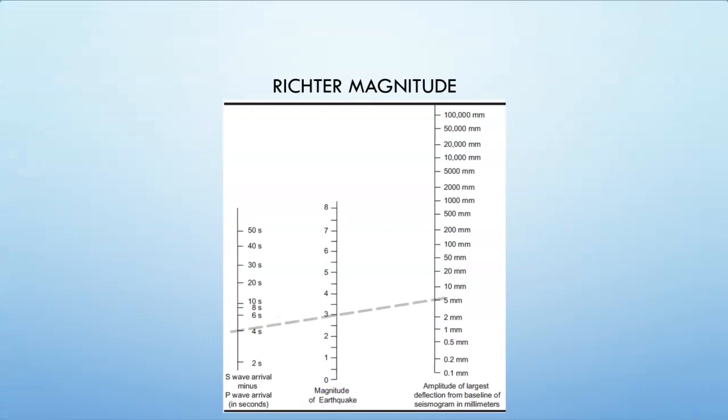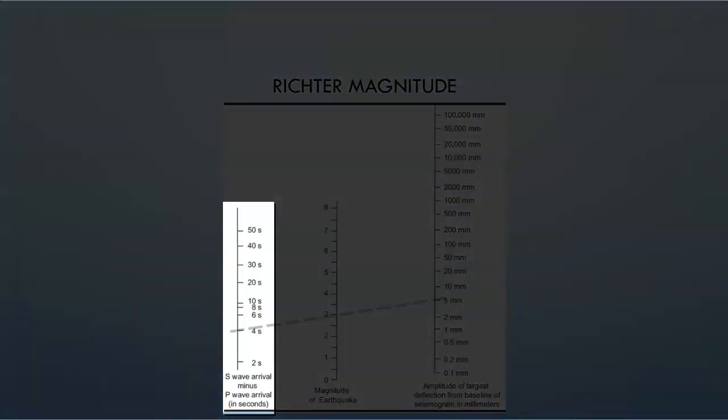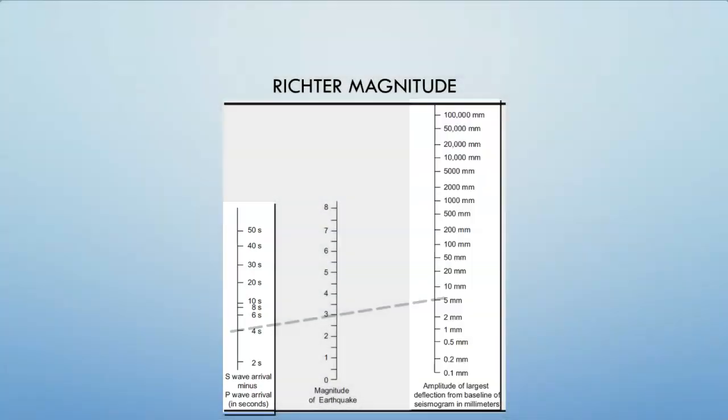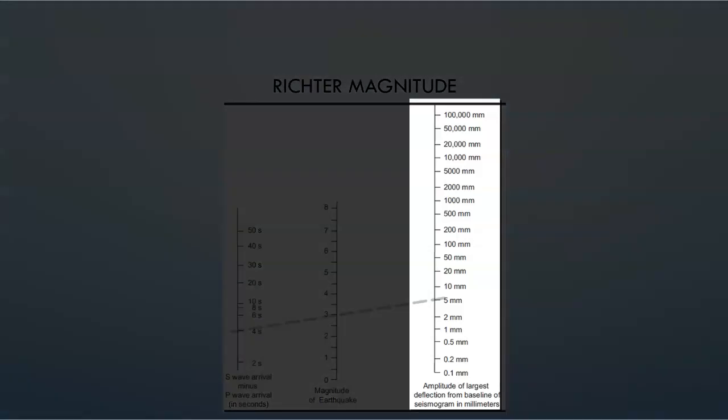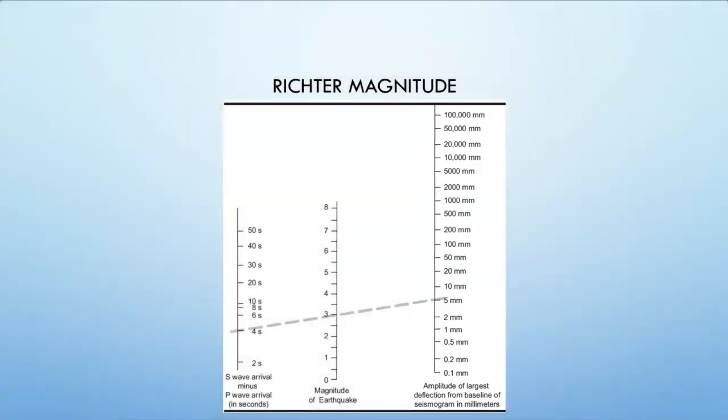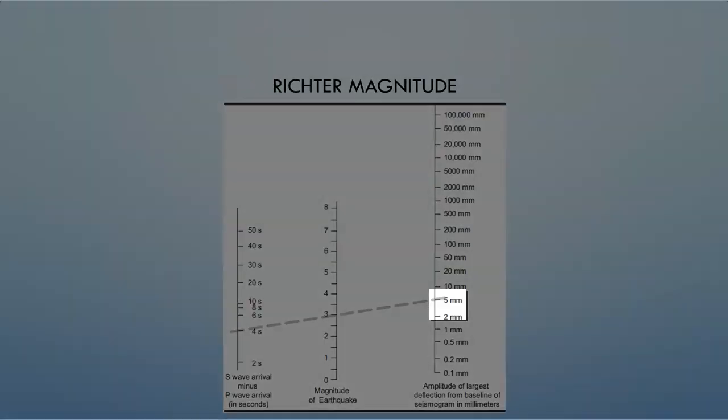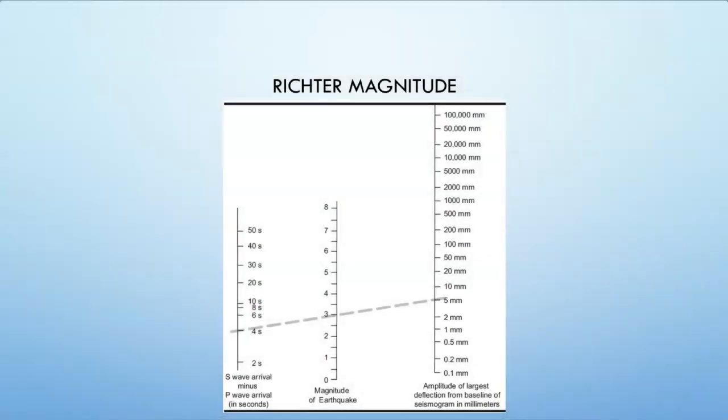In the activity, you will come to a question that asks you to determine the Richter magnitudes of 3 separate earthquakes. You will use this figure right here, which is called a nomogram. Notice how the S minus P wave arrival time is on the left column and the maximum amplitude is on the right-hand column. In the middle is the magnitude of the earthquake. The dashed gray line is an example. Delta T is 4 seconds and the amplitude is 5 millimeters. A line from one to the other crosses the middle at a magnitude of 3.